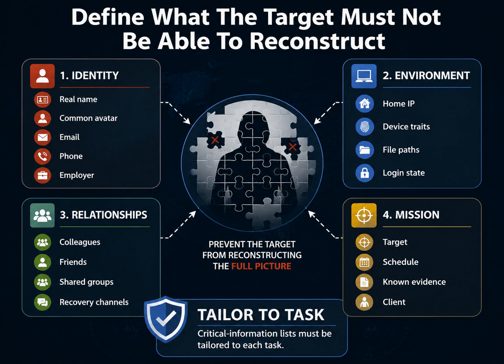We need a list of concrete information types. Identity information includes a real name, common avatar, phone number, email, and employer. Environment information includes a home network, device profile, login state, and file paths. Relationship information covers colleagues, friends, shared groups, and recovery channels. Mission information includes the subject, timeline, evidence already collected, and the organization that requested the work.